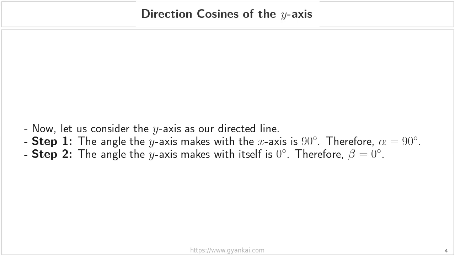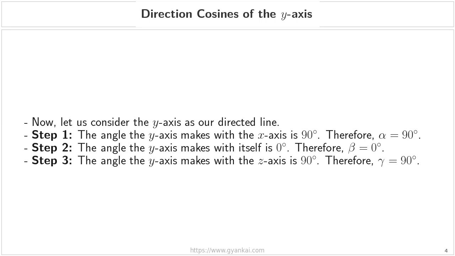Moving to step 2, we consider the angle beta, which is the angle the y-axis makes with itself. Just like we saw with the x-axis in the previous slide, the angle an axis makes with itself is always 0 degrees. So, beta equals 0 degrees. In step 3, we find the angle gamma, which is the angle the y-axis makes with the z-axis. Again, because these axes are perpendicular, this angle is 90 degrees. Thus, gamma equals 90 degrees.